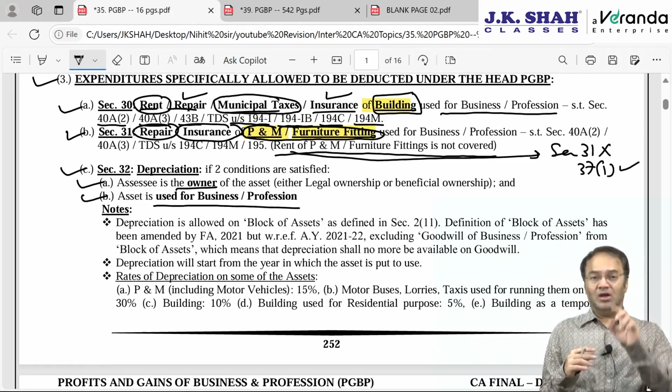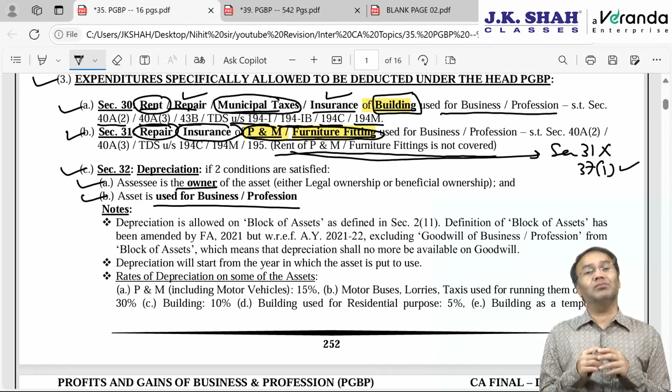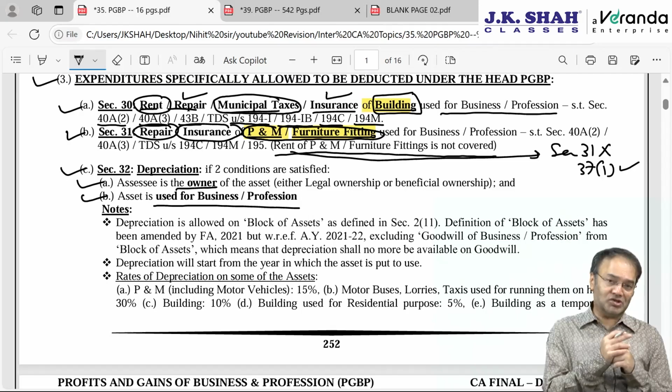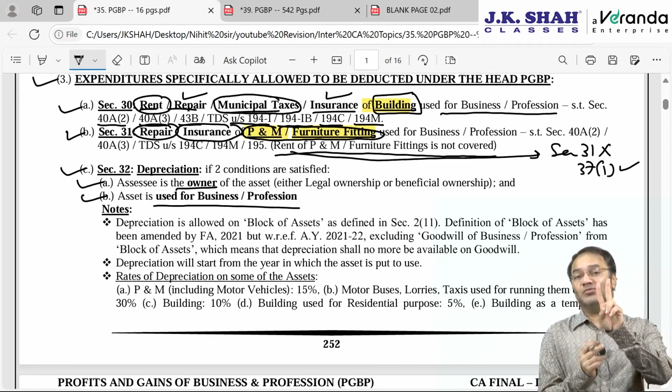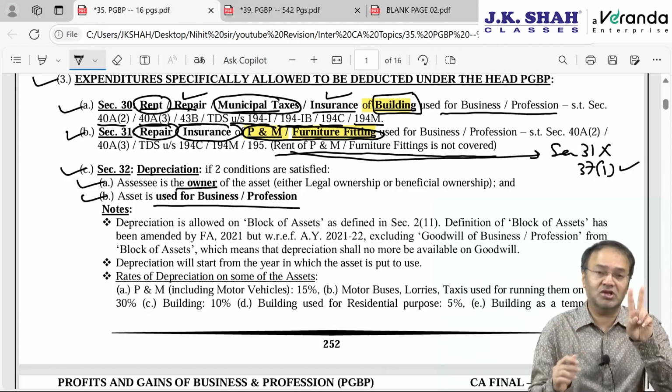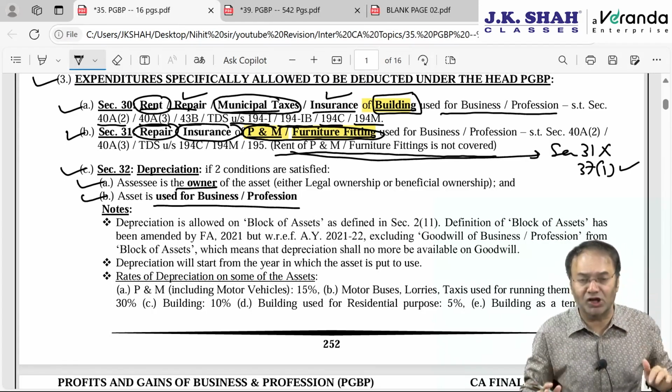First condition, assessee should be the owner. Second condition, asset should be used in the business or profession. That means no depreciation on personal assets. There are 2 types of usages: passive use and active use. Active use means actually used, and passive use means asset is ready to be used.